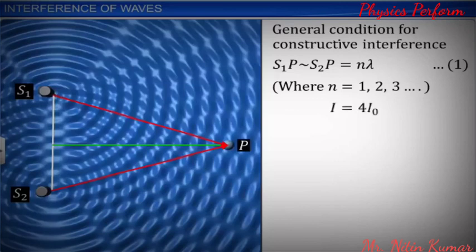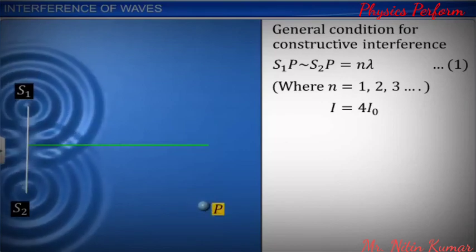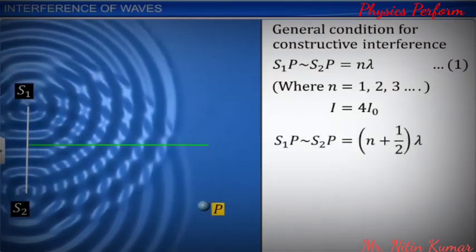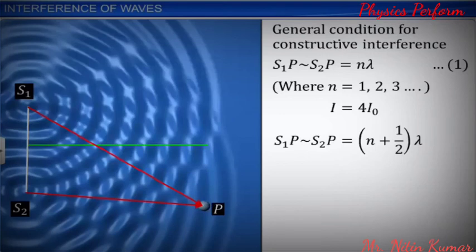If the point P is such that the path difference between S1P and S2P is equal to (n plus half) into lambda, where n is a positive integer, then we will have destructive interference. Let this be equation 2. For destructive interference, the resultant intensity is equal to 0. Since the two sources are coherent, the resultant intensity at any point does not change with time.